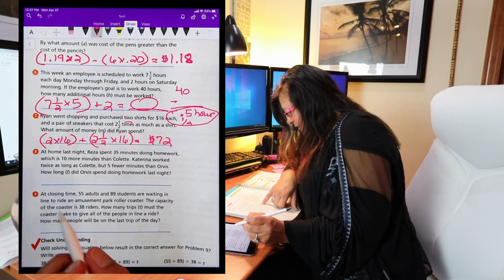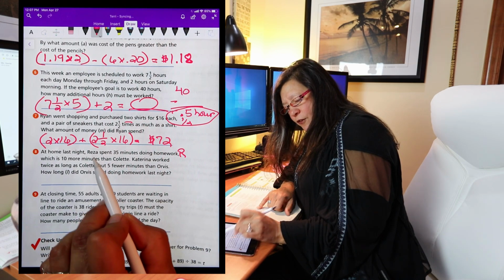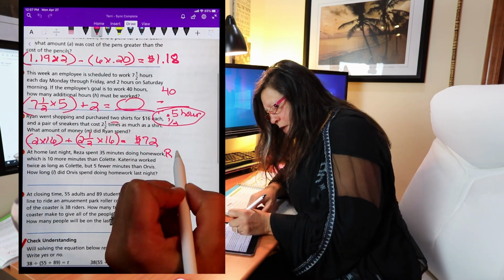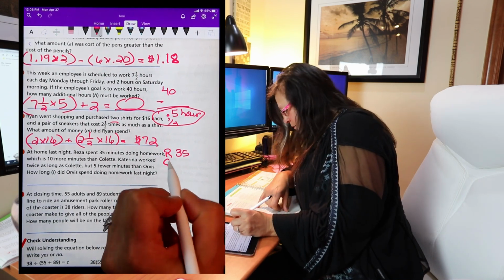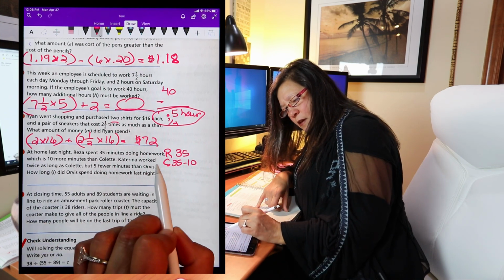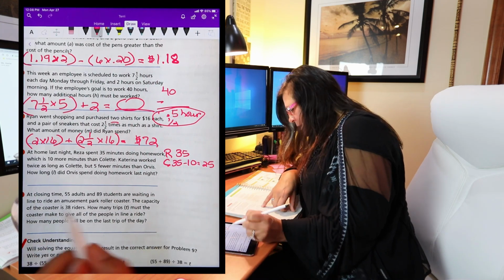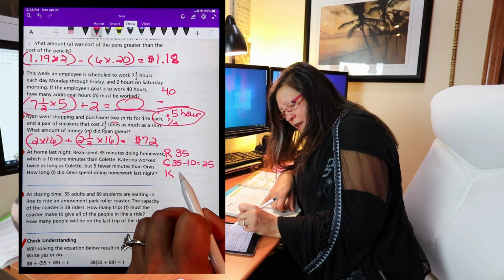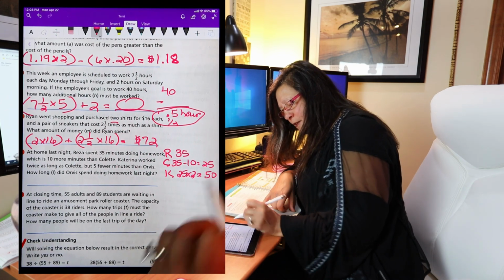We kind of have to organize this information a little bit, and this is the way I like to do it. I like to use the first letter of the person's name and put down the information I do know. Okay, so Riza spent 35 minutes. Colette spent 35 minus 10, which is 10 more minutes than Colette, so we know that it was 10 less, right? And then Katrina worked twice as long as Colette. Well, we know Colette here, so that's 25 times 2, twice as long, so that's 50 minutes.